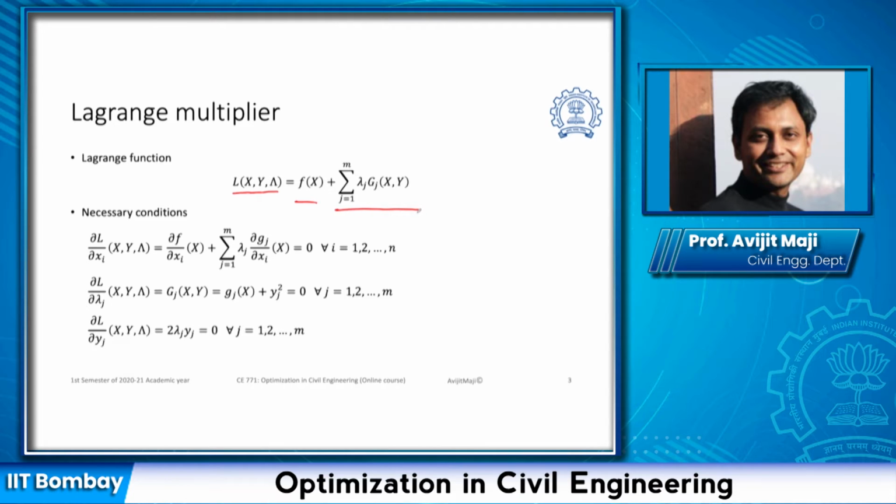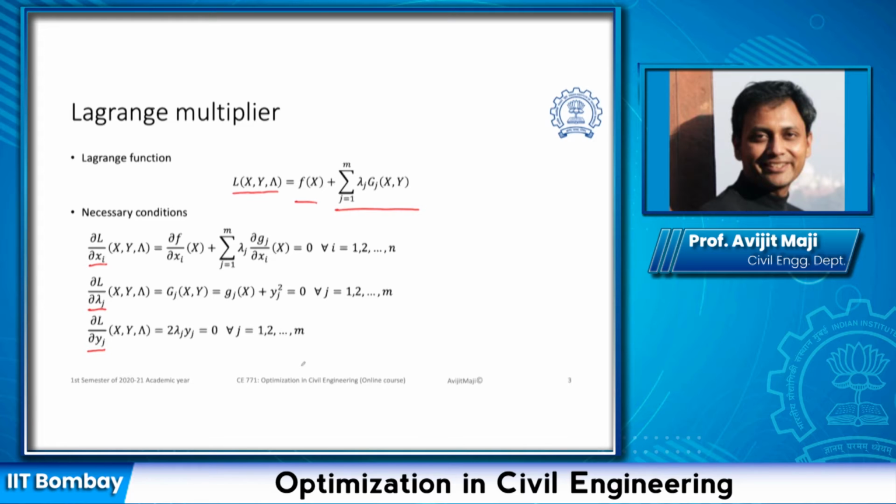Now when we take the partial derivative of the Lagrange function to obtain the necessary conditions, we can see that we can take the partial derivative with respect to the variables, with respect to the Lagrange multiplier, and with respect to the slack variables.